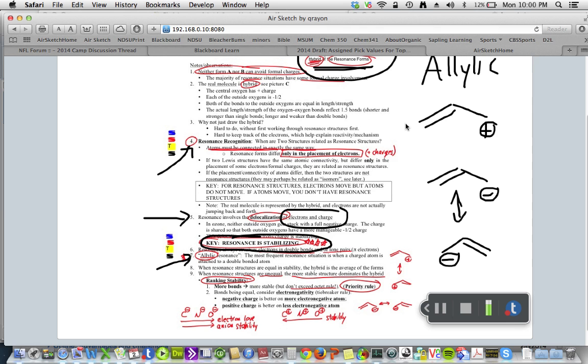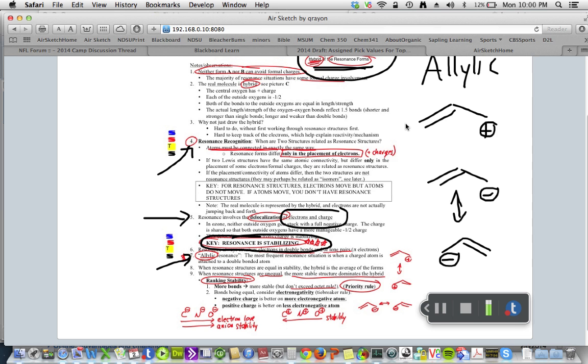Case C is an example of an allylic case. In the one picture, the negative charge is on a carbon. In the other picture, the negative charge is on oxygen. The number of bonds are the same. So it's not like one is making a more than 50% contribution to the hybrid than the other. It's not like the two are going to make equal 50-50 contributions to the hybrid.